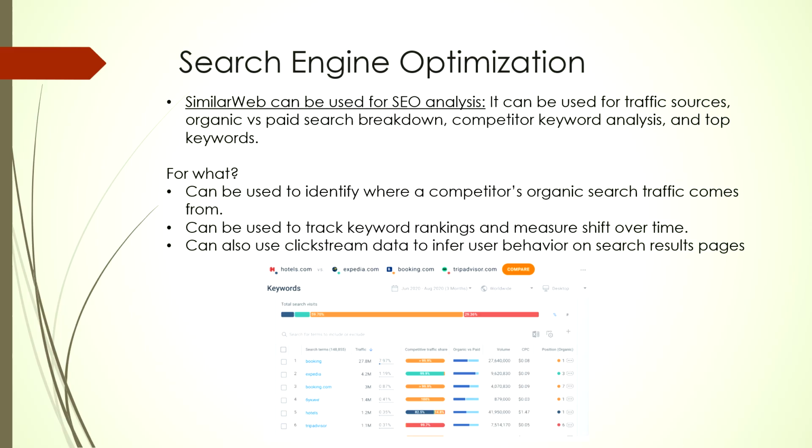Here on the screenshot, we can see the different websites being used and how it is being compared with the keywords. So Booking, Expedia, Booking.com, hotels, TripAdvisor. Here we see like the different traffic shares that's being used and the percentages of those keywords being used.